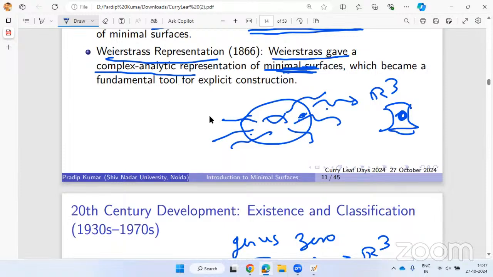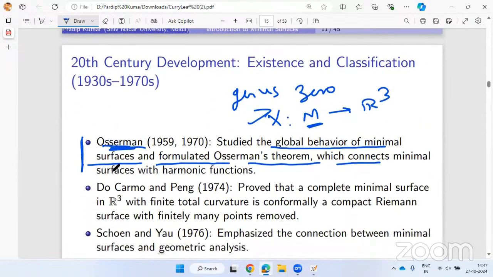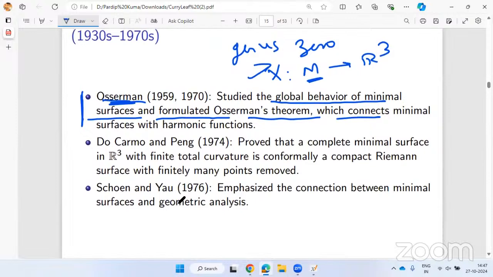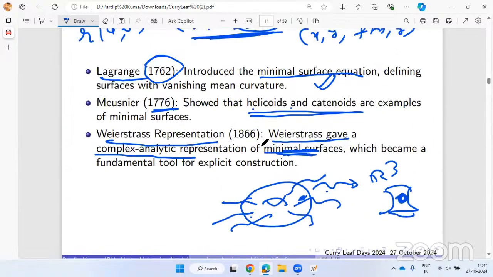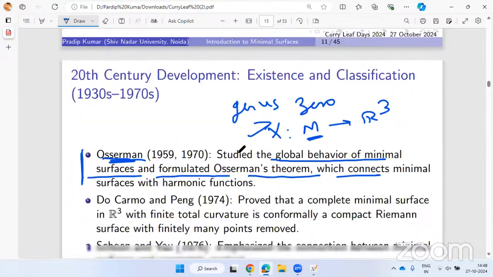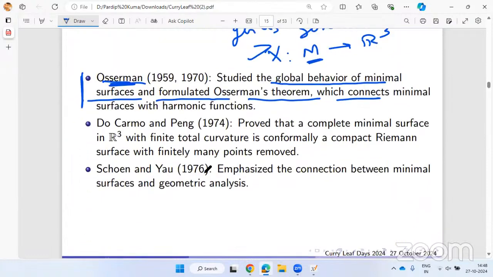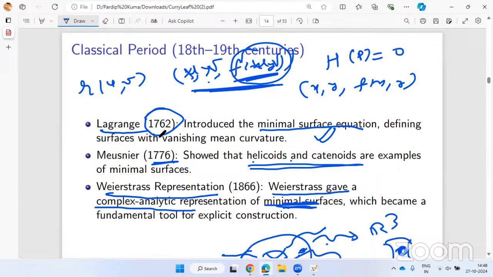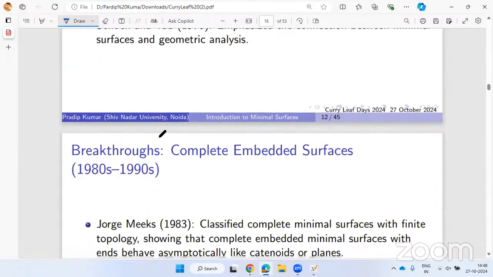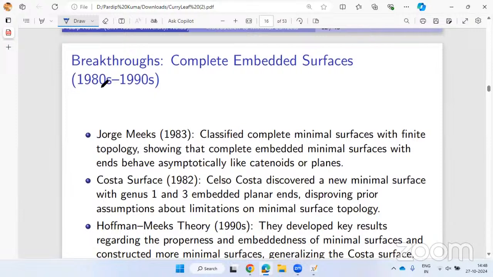People were interested, and then people thought till the 20th century, 1976, that no, there are no such examples, and the only examples are helicoid and catenoids. So 100 years here and almost 100 years here. But then what happens? Miracle. The theory of minimal surfaces was defined so many years ago, 1762, but the real theory started in 1983. It is the breakthrough time.